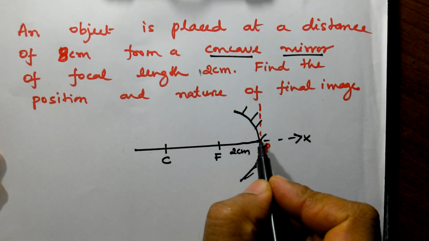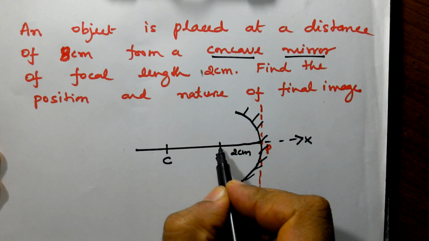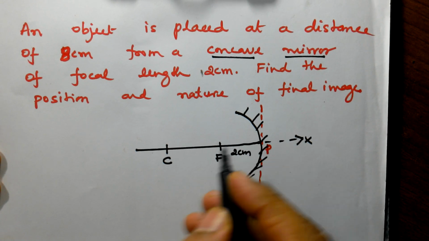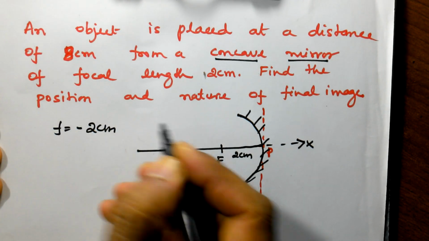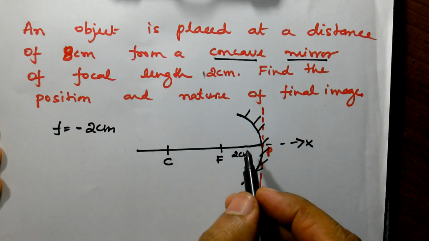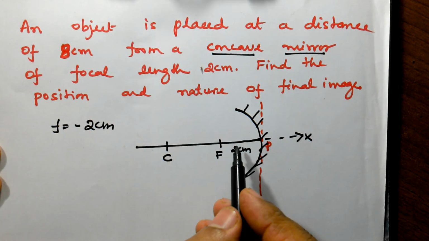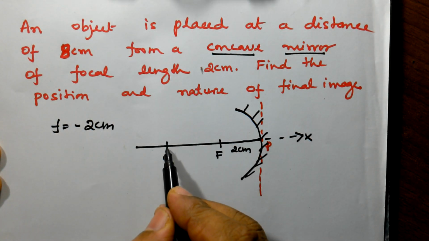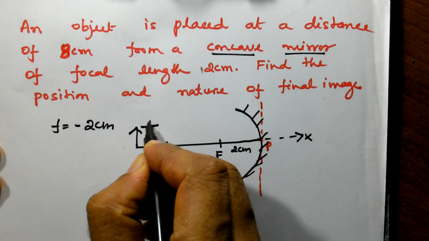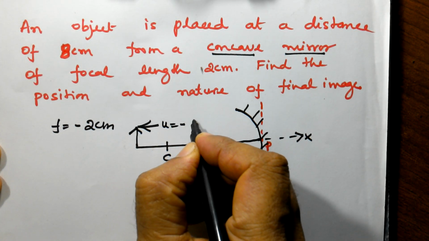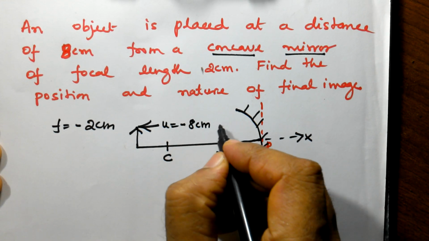Now start from the pole. If you measure to the focus, it comes here, so it is negative. I will list the values. Focal length is minus 2 cm. The object is placed at 8 centimeters. 8 is not even double, it is 4 times 2 centimeters, so it should be away from the center. This is u, and u is equal to minus 8. You will understand why it is minus 8.